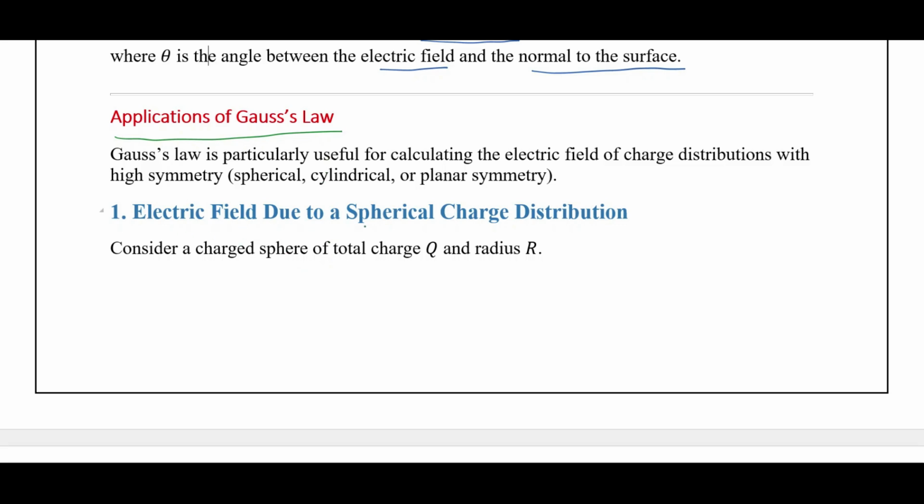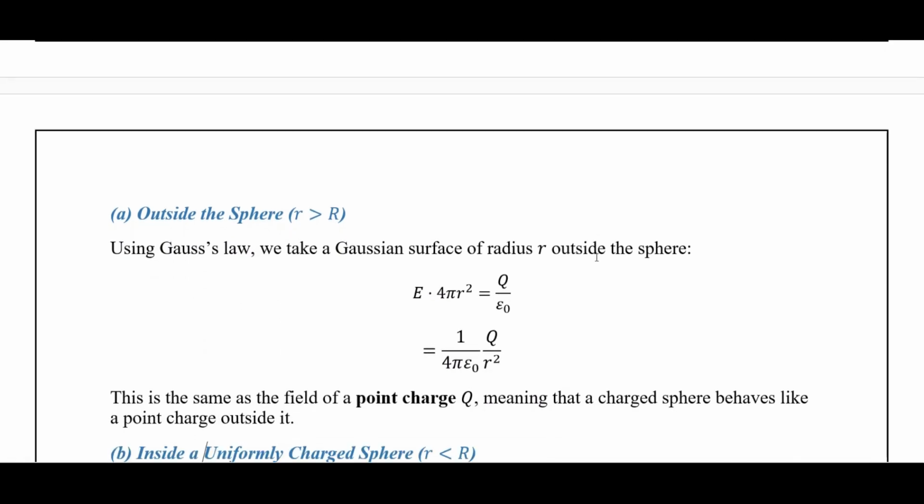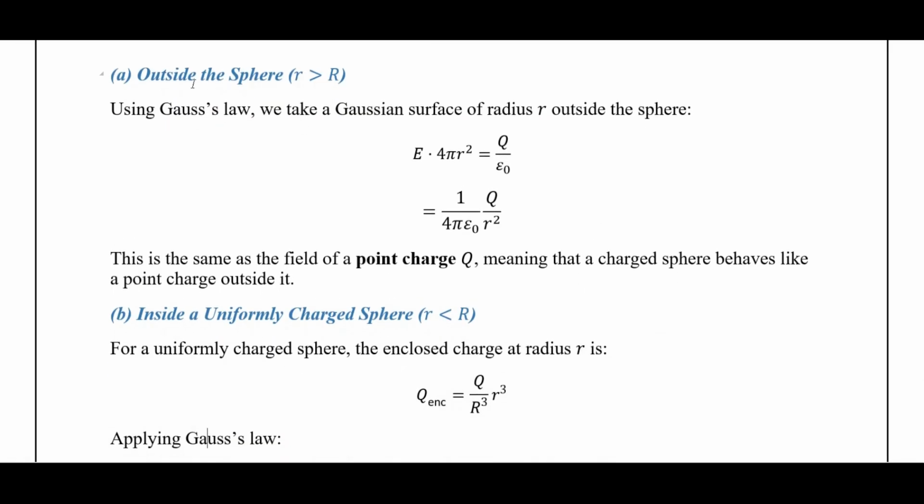One is the electric field due to a spherical charge distribution. For the spherical charge distribution, outside the surface, I can write the direct answer. If you derive it, it takes 2 to 3 pages. That is the most important. If the question asks, then small r is greater than r naught. This is the Gaussian surface of radius r, outside the sphere. This is the most important one.